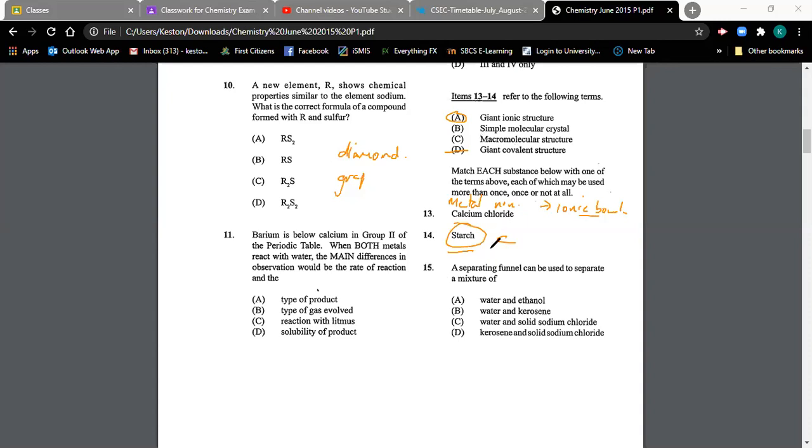Yeah. 15, a separating funnel. When would we use a separating funnel to separate what? Water and ethanol, water and kerosene, water and solid sodium chloride. Sodium chloride is table salt, by the way, right? Kerosene and sodium chloride.